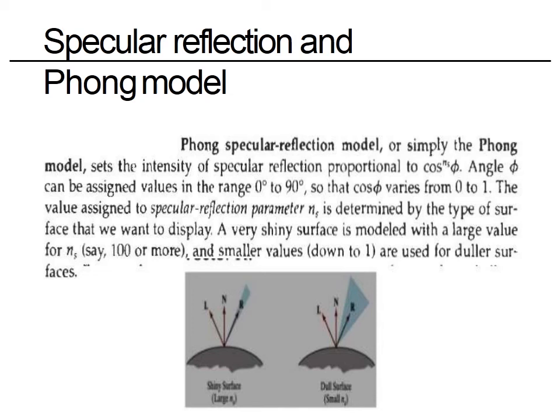proportional to cos^ns θ. Angle θ can be assigned values in the range 0 degrees to 90 degrees so that cos θ varies from 0 to 1. The value assigned to the specular reflection parameter ns is determined by the type of surface that we want to display. A very shiny surface is modeled with a large value for ns, say 100 or more, and smaller values down to 1 are used for duller surfaces.